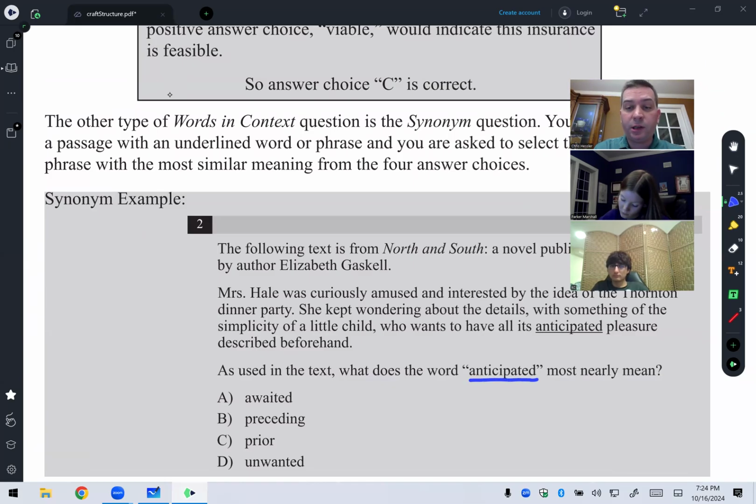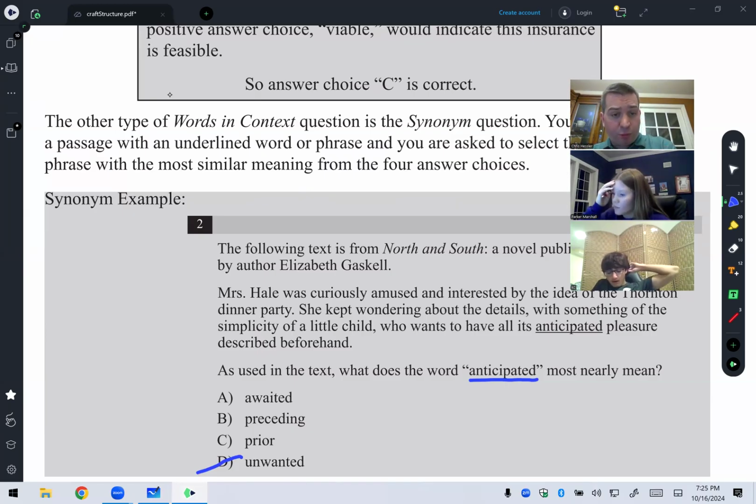So we do have a synonym question here. I just need to find a word with a similar meaning. And we can read the words back into it. That's not a bad strategy. But if we read, maybe I'll read unwanted back in the sentence. If it makes no sense, I'm just going to cross it off. She kept wondering about the details with something of the simplicity of a little child who wants to have all its unwanted pleasure described beforehand. That makes no sense.